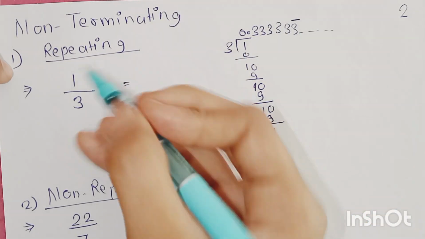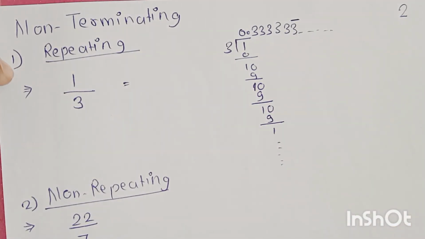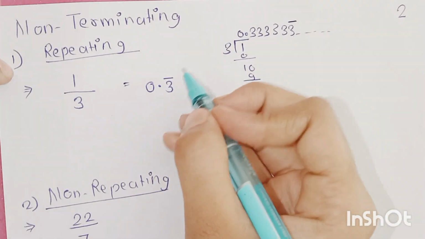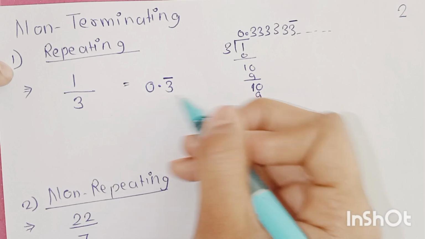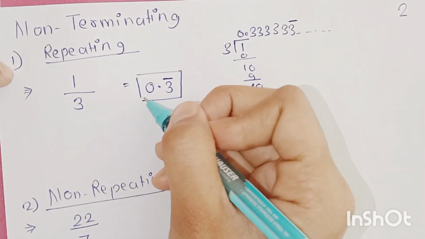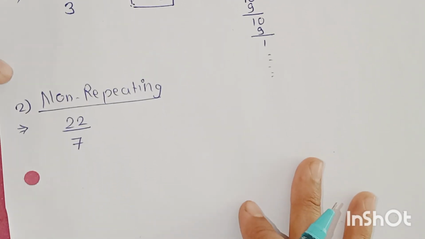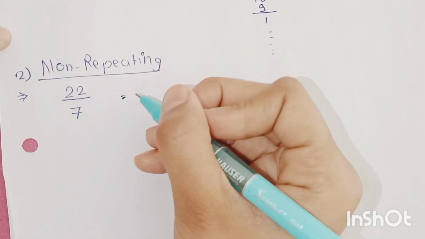But we cannot write this number as it is in the exam, right? So there is one technique to write that number, that is we have to give a bar. It is like an overscore, a small dash above the number which is continuously coming or repeated. This is known as a bar, so 0.3 with a bar. 3 is repeated. Here only 3 is continuously repeated, that's why it is repeating.